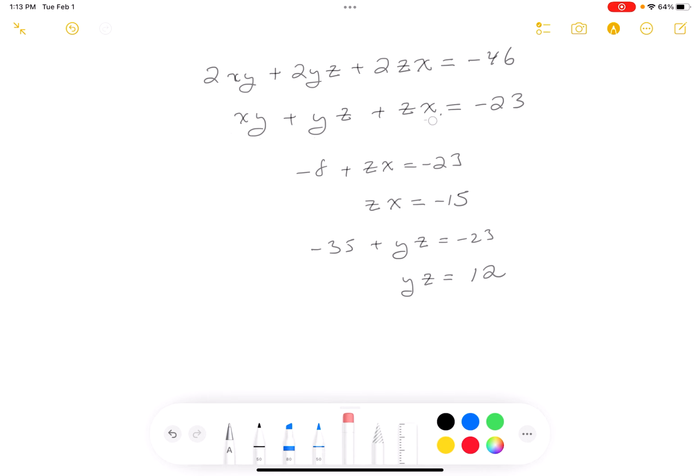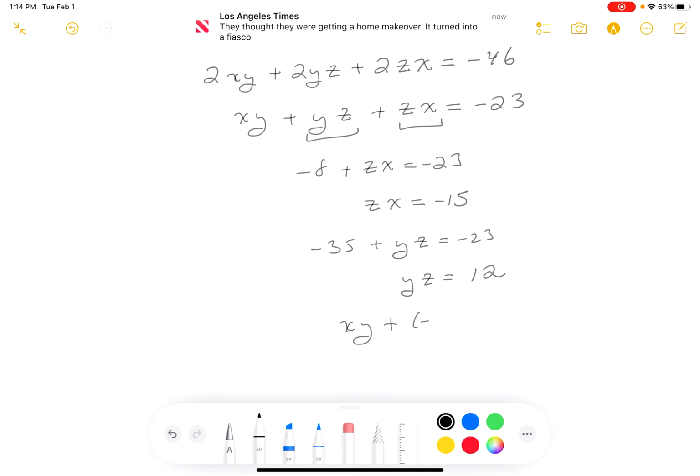And I'm going to see, do I see something with these 2 guys in it? So that would be xy plus, and what's yz plus zx? Yz plus zx is minus 3, right? And that equals minus 23. So I'm going to say xy is equal to minus 20.